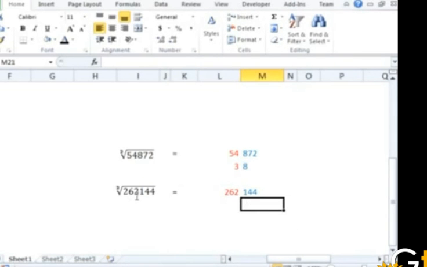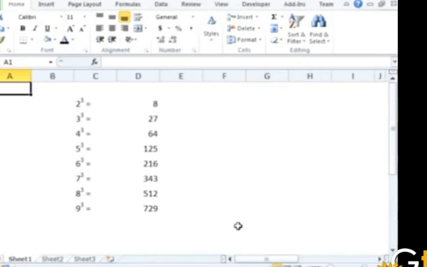Again, my question is 262144. I have separated it into 2. So 144 is the last number, and the last digit is 4. So 4 cube is 64, right? So 64 is my place. I'm mentioning it now, 64, right?